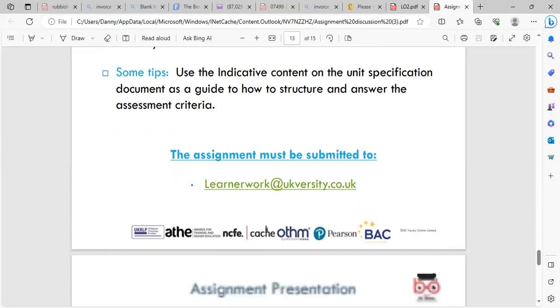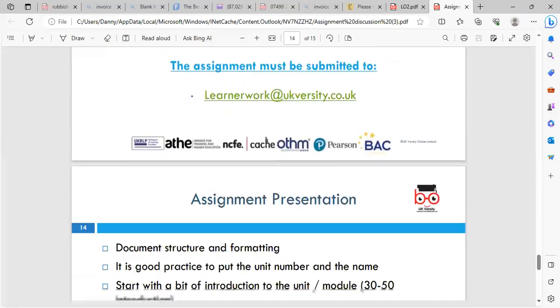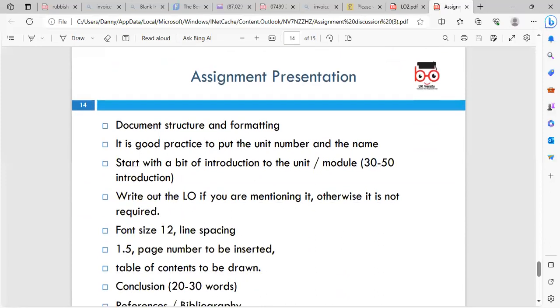I think we've had a discussion about the unit specifications already, haven't we? Yes. We've had the unit specifications. We've had the discussions about that already, haven't we? Yes, we have.